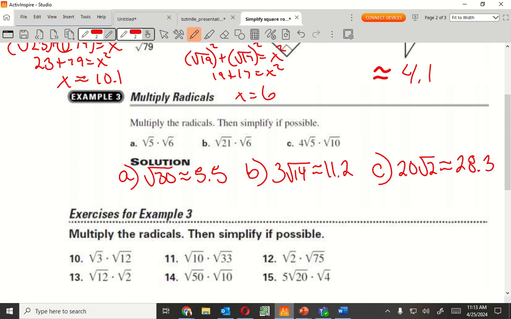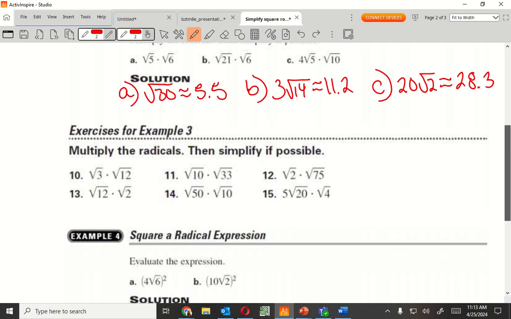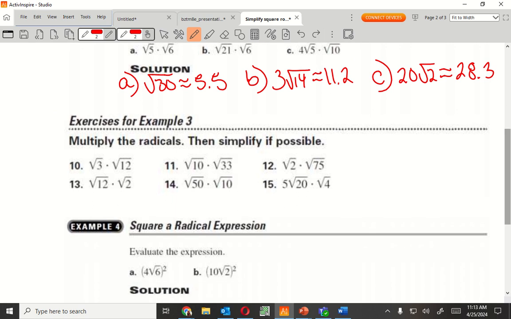All right, so you people right now are working on 10 through 15. I don't know if you guys noticed this, but all the stuff today is just calculator, calculator, calculator.